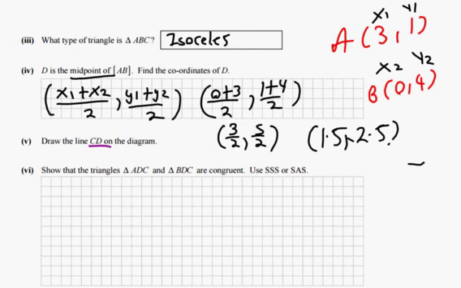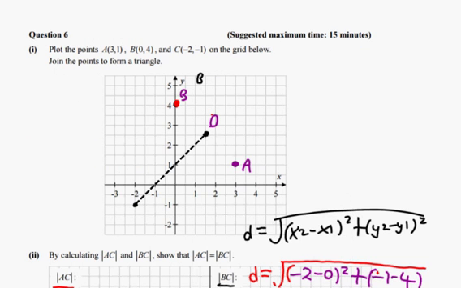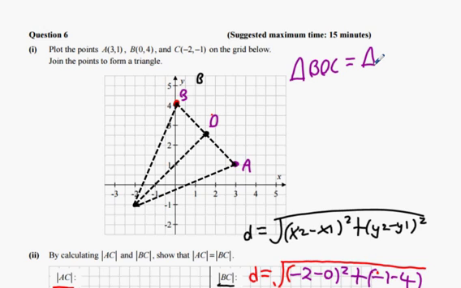Next thing. Show that the triangles ADC and BDC are congruent. What does congruent mean? Exact same shape and size. So I want you to show that this triangle is the same as this one here. Okay, so let's write down, we'll do it up here. Triangle BDC, and what's the other triangle? ADC.